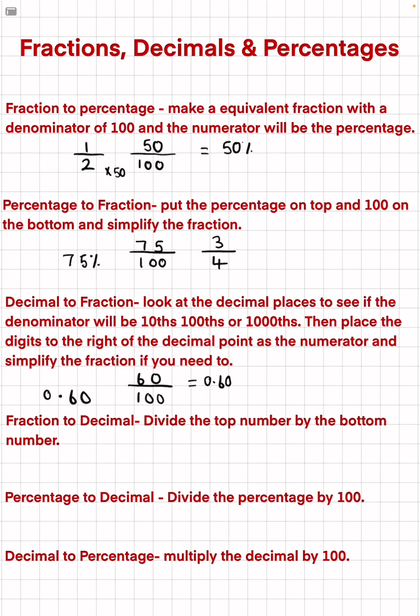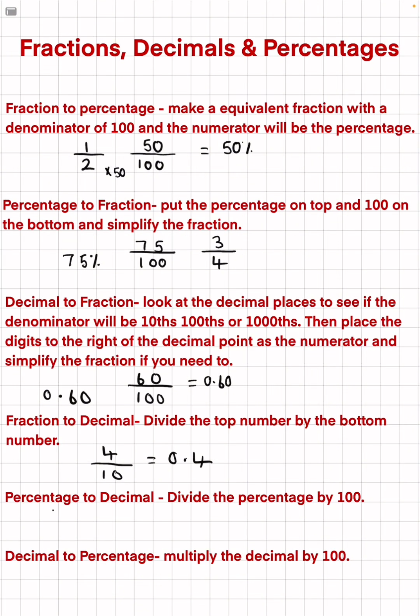To convert from fraction to decimal, we divide the top number by the bottom number. For example, we have 4 over 10. 4 divided by 10 equals 0.4. 10 has 1 zero, so we move the decimal point 1 place to the left. The decimal point in whole numbers is at the end of the number. If we move it 1 place to the left, we get 0.4.